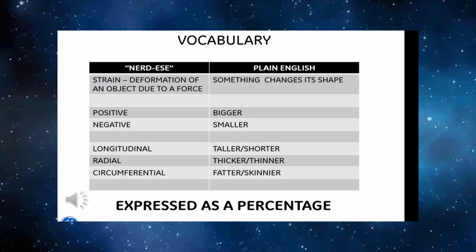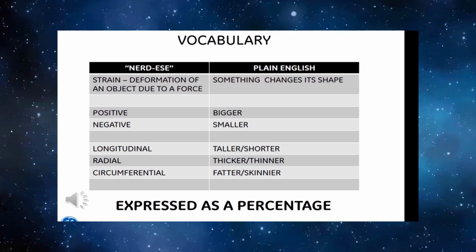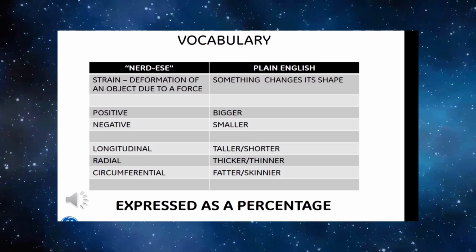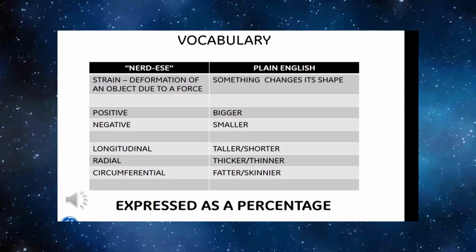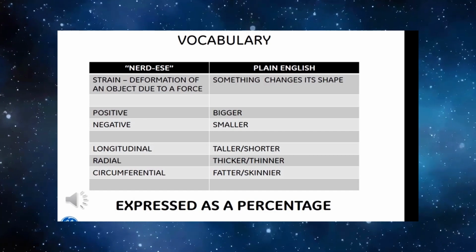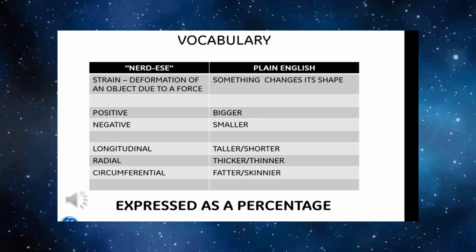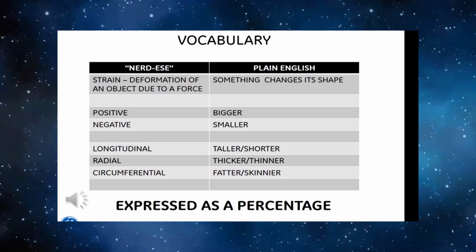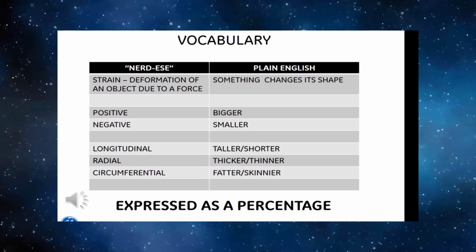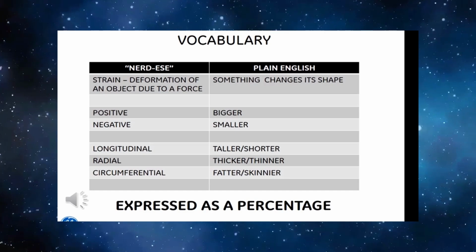The other thing that we do is define a direction for that strain. So in cardiology, here are three types of strain, the three most common types of strain that we talk about. First is longitudinal. So when we talk about longitudinal strain, we're talking about something getting taller or shorter. Radial strain we can think of as something got thicker or thinner. And circumferential strain we can think of as something getting fatter or skinnier.